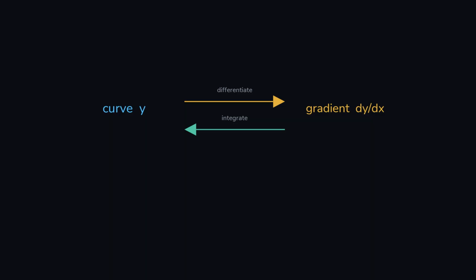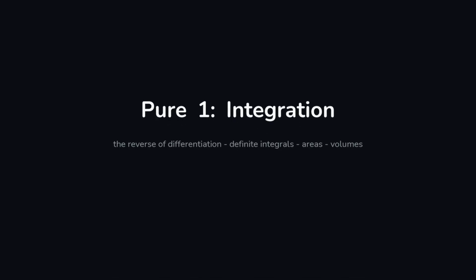In this final Pure 1 unit, we turn that one idea into definite integrals, the area trapped under a curve, the area squeezed between a curve and a line, and even the volume of a solid spun out of a shape. Let's reverse the engine.